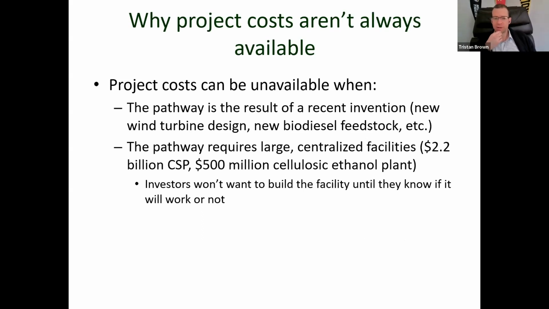So we think about your standard concentrated solar power facility. It costs about $2 billion for one of these. Smaller, but still something that we're certainly familiar with, right? You look at a cellulosic ethanol plant. When these were being built a decade ago, they generally cost about $500 million. So investors will not want to finance such a facility until they know if it will work or not. And so again, this is where techno-economic analysis comes in.